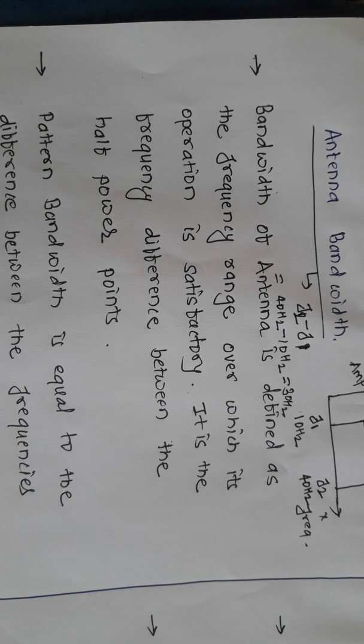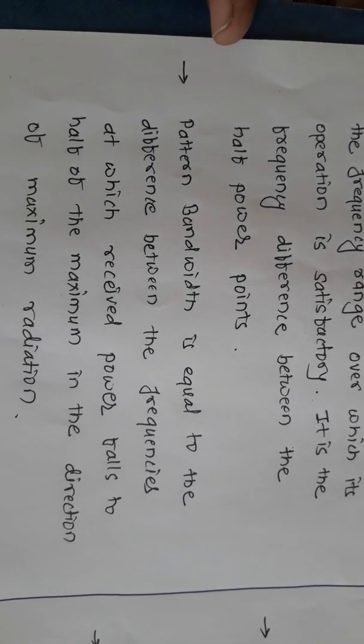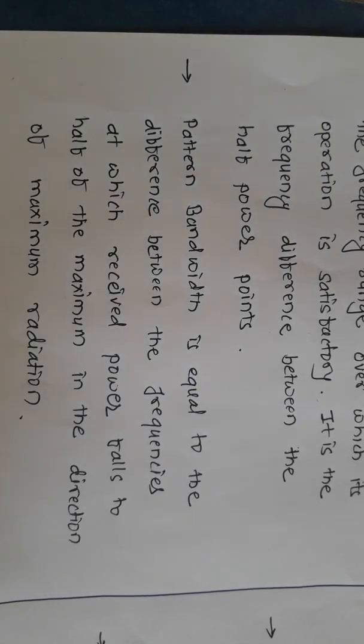Now the antenna bandwidth is also defined as the pattern bandwidth. As all of us know, there is a radiation pattern of the antenna. Most of the time, the practical antenna we discuss is the unidirectional antenna. On this radiation pattern, there are some points where the power received is 50% or half of the transmitted power.